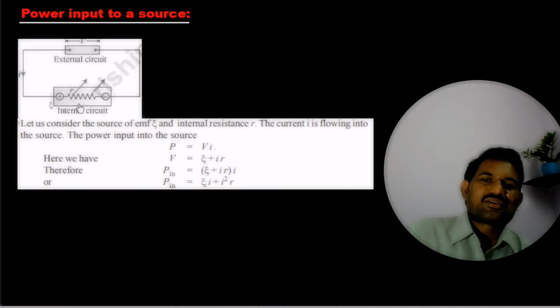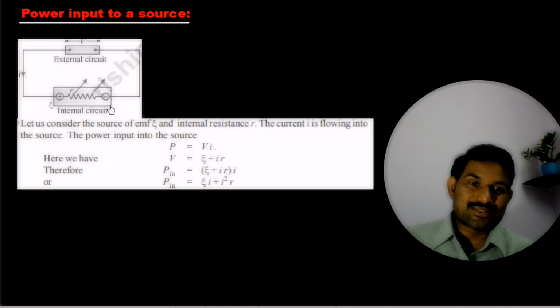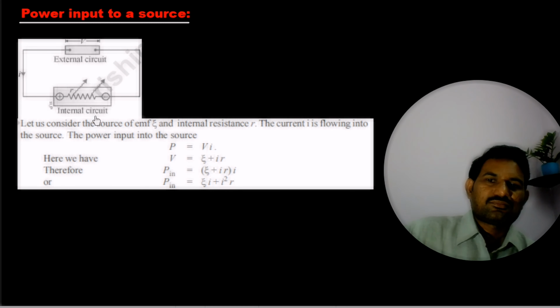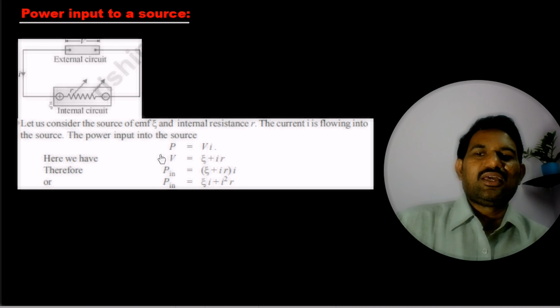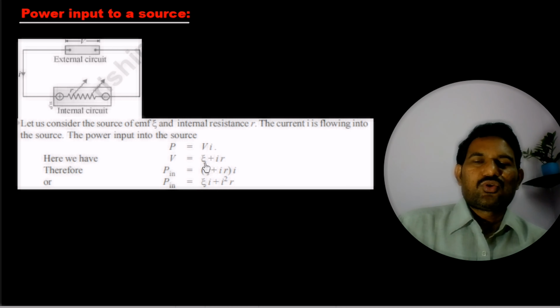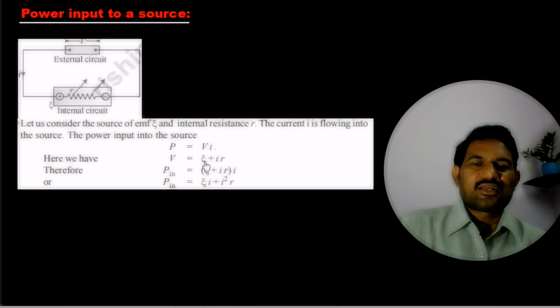In case of the charging case, again we can write the power input. We are supplying some power to the battery from an external source. So power input to the battery is nothing but, again our formula, Vi, where V is the potential difference across the two terminals of the battery. And when the cell is in charging state, the potential difference we can write as E plus IR.